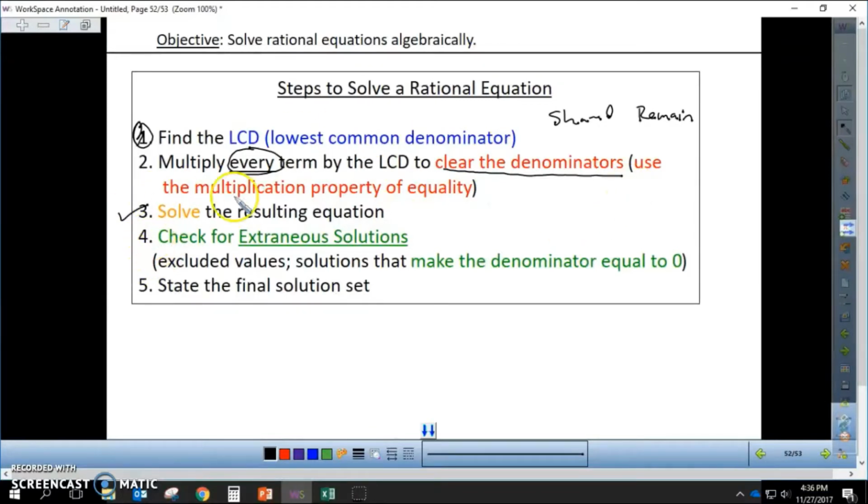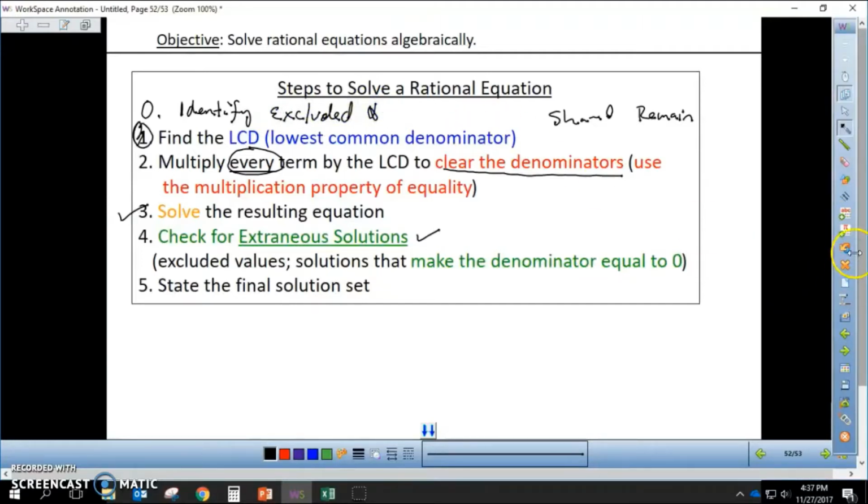Last but not least, we need to check for extraneous solutions. So the easy way to do this is to right off the bat note your excluded values. So I can maybe put that in as step 0: identify excluded values. And then step 5, state your final solution set.